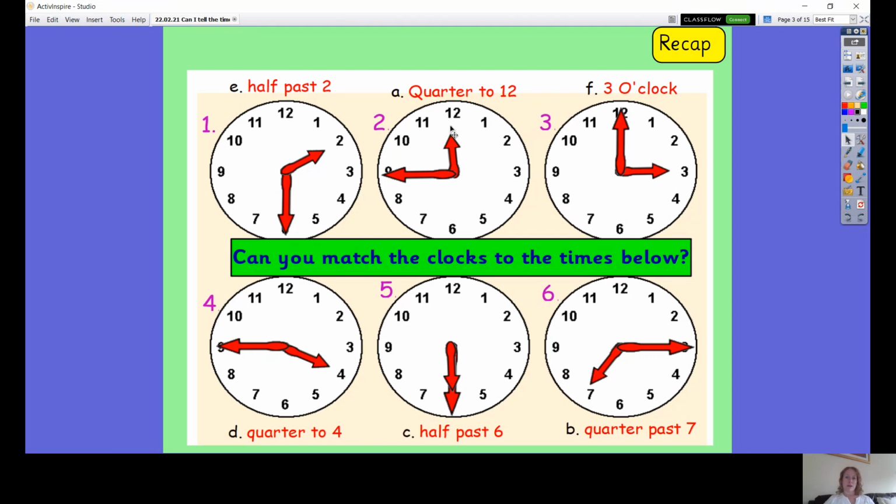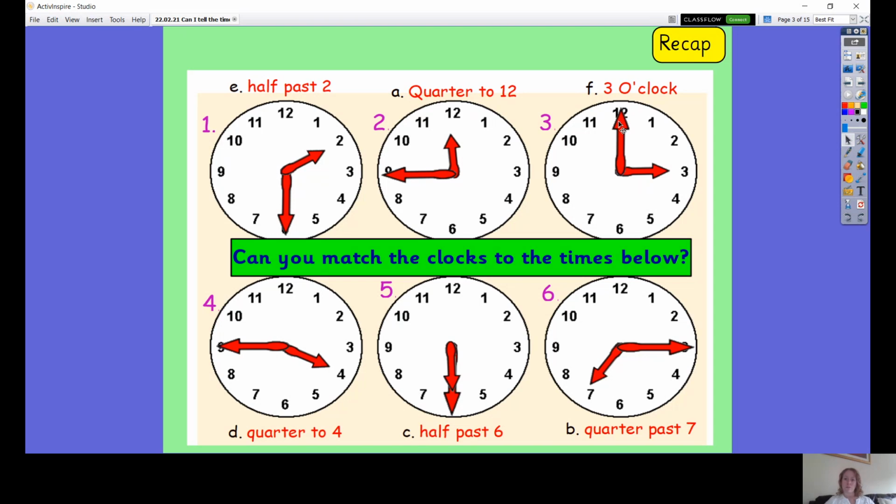Number 2 is 11:45. You can see the hour hand is coming up to the 12, and the minute hand is on the 9 side of the clock. This is the past side of the clock, and when it's coming back up the other side, that's the to side of the clock. And it is a quarter of an hour until 12 o'clock, so that was 11:45.